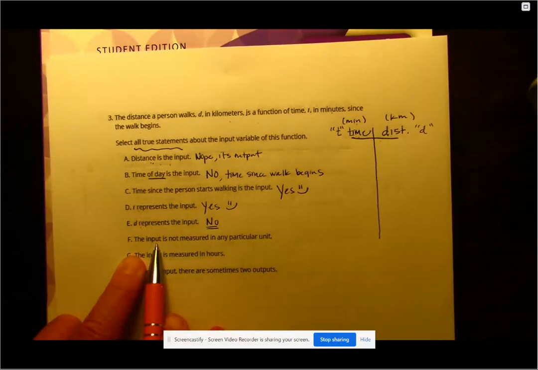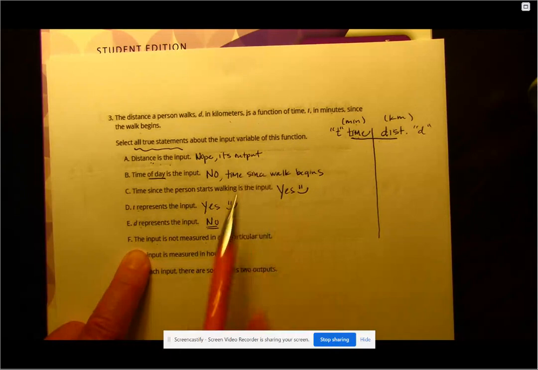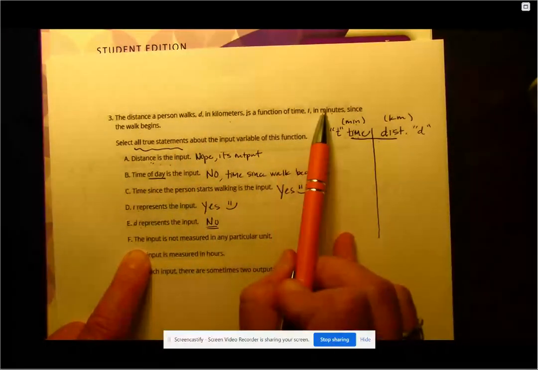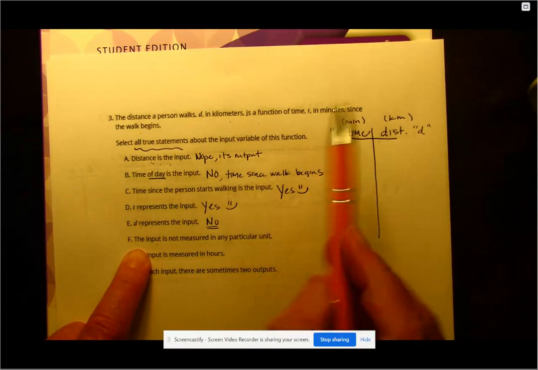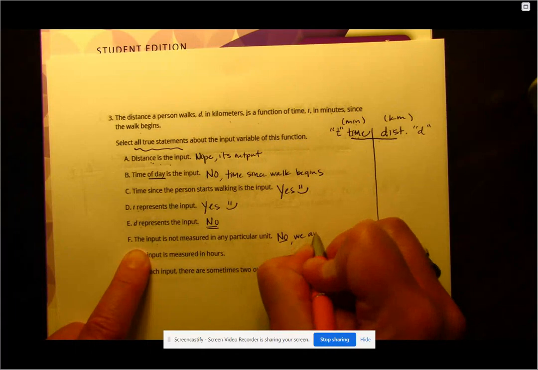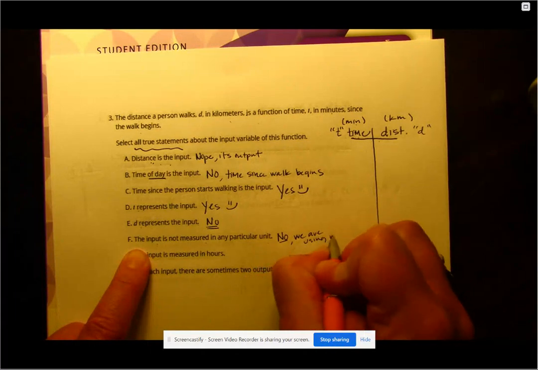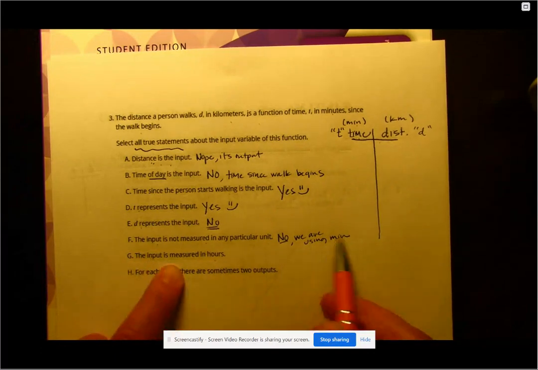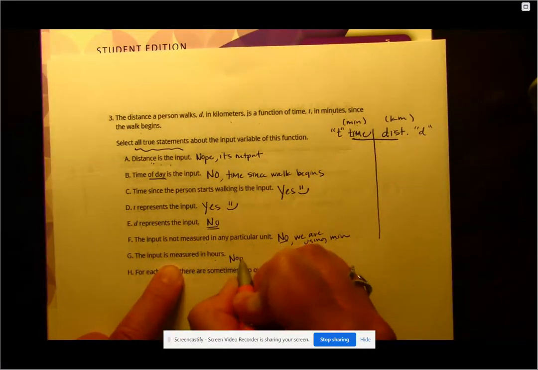The input is not measured in any particular unit. False. Fake news. The input says right here, where is it? Here. The input is minutes. It says we're using minutes. So no. We are using minutes. It tells us that. Is the input measured in hours? Nope. Minutes.